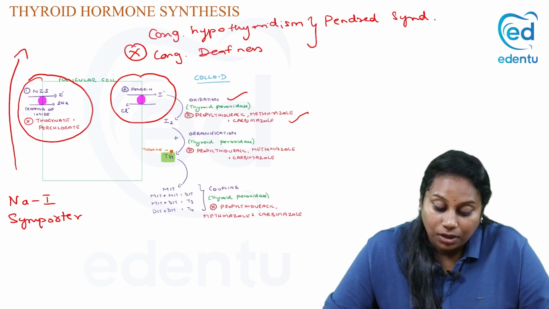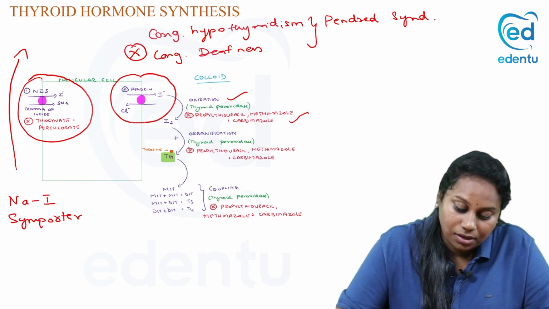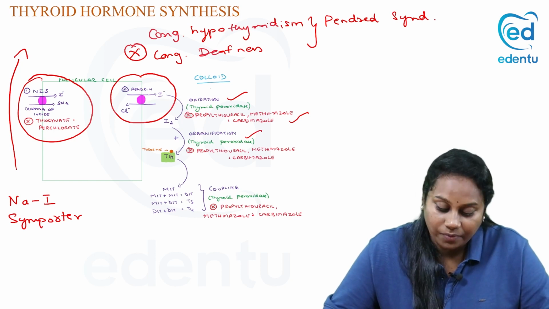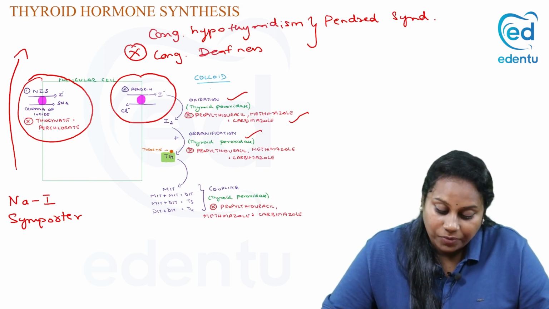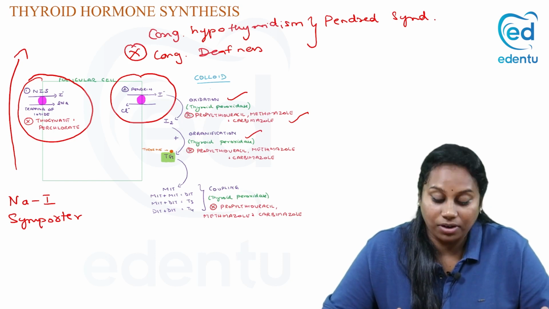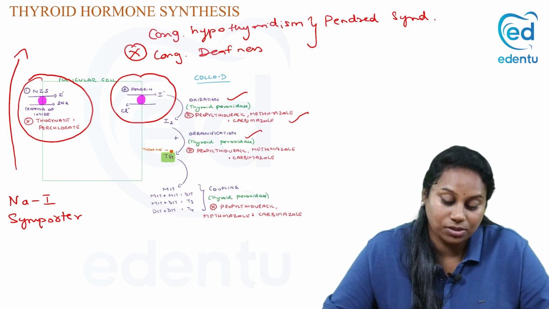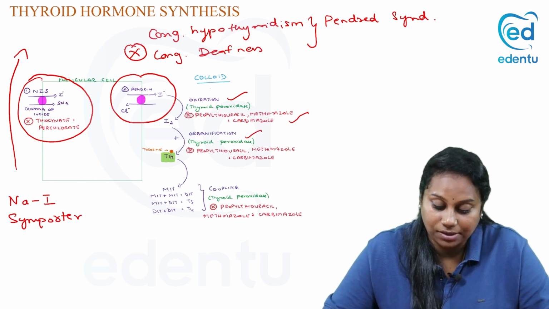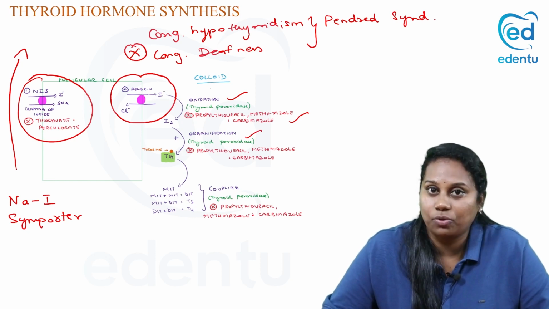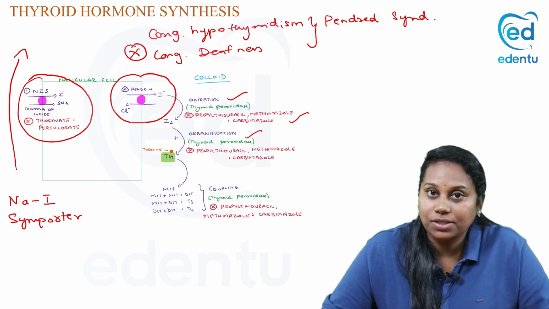And also, thyroid peroxidase not only helps in oxidation, it also helps in organification. So what is organification? Binding of tyrosine to iodine is called organification. So for organification also you need thyroid peroxidase. So if you give propylthiouracil, methimazole and carbimazole, it will block the organification step also. So what is organification? Binding of tyrosine to iodine.